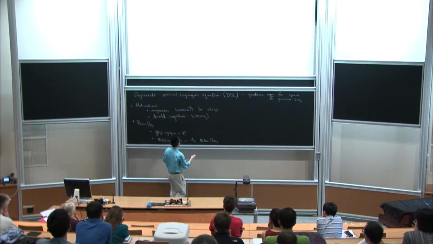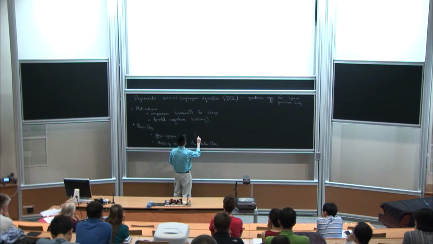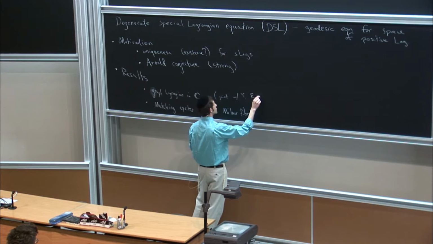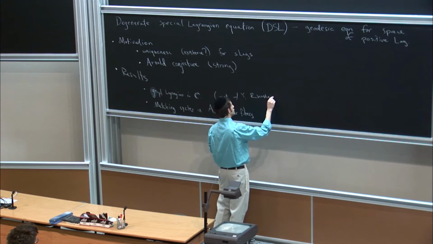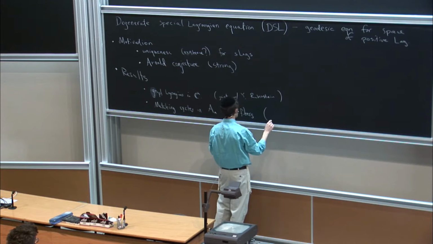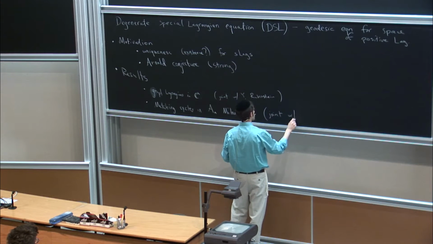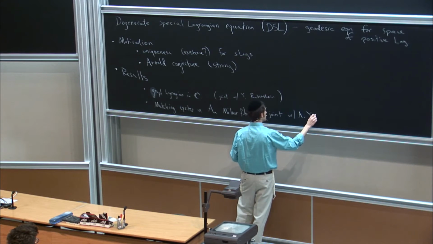So this part of the talk is joint with Rubinstein. This part, if it ever comes to exist, is joint with Yuval.